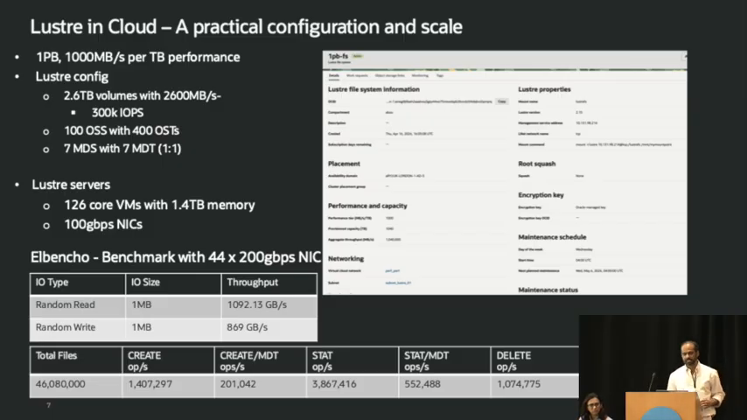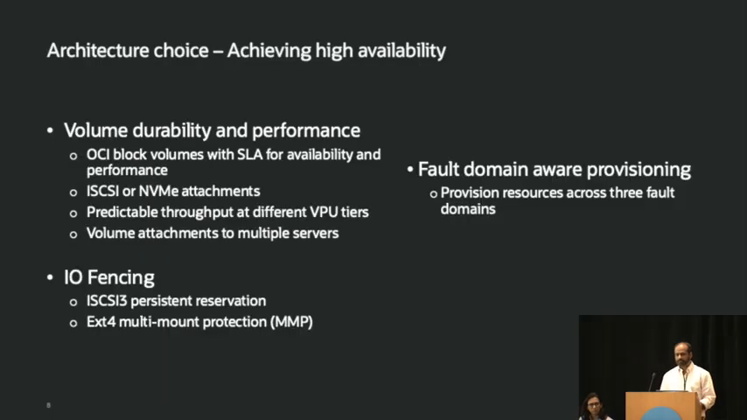And from the metadata perspective, we can actually achieve more than 1 million creates per second, more than 1 million deletes per second. We also have per MDT numbers as well, like we can achieve 200,000 creates per second and so on. And now we'll talk about some architectural choices, how we achieve high availability.